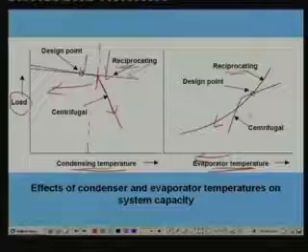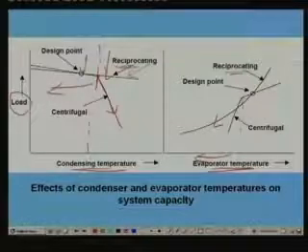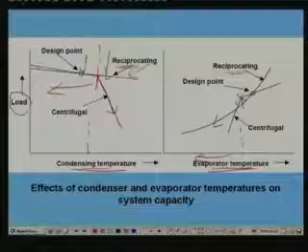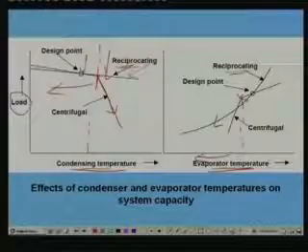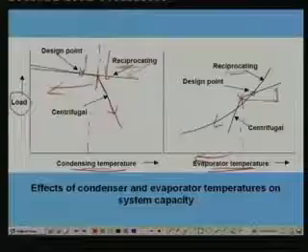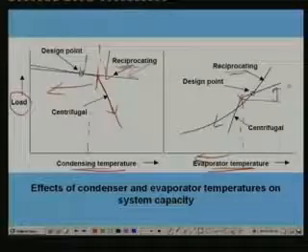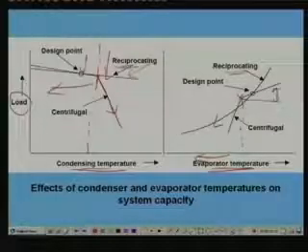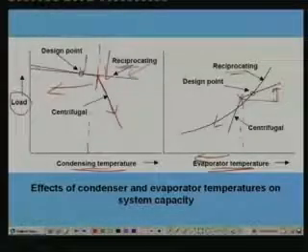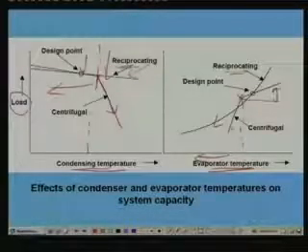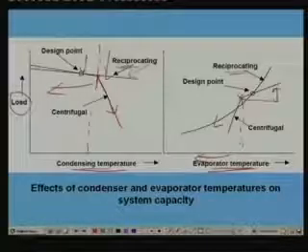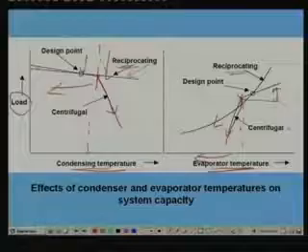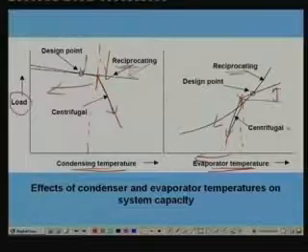But if you look at the centrifugal compressor, you find that up to this point, as you reduce the evaporator temperature, there is a reduction in capacity, but this reduction is not much. Beyond this point, when the evaporator temperature is reduced further, there is a sudden drop in the capacity. Again, this is also linked to your problem of surging and the related phenomena.